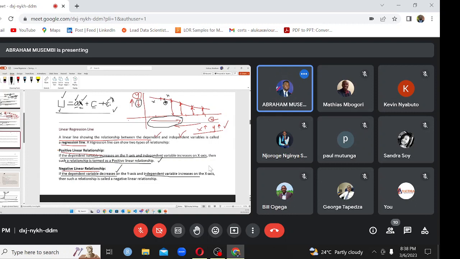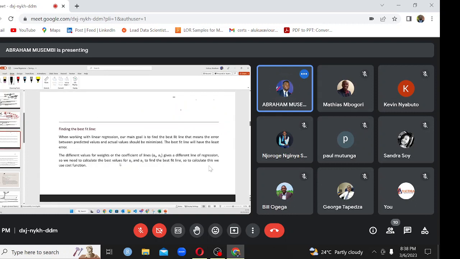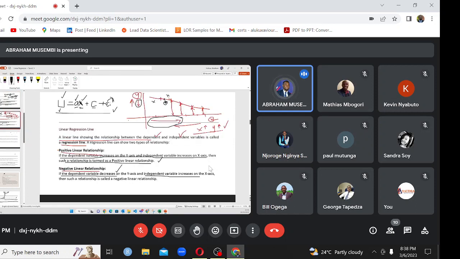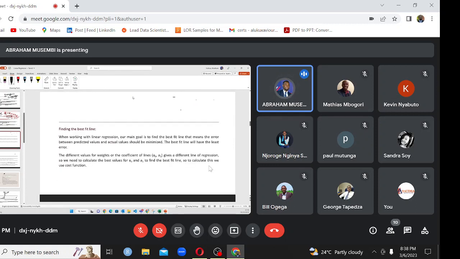So with that, we will say that the relationship between these two variables is negative. Good. How do we find the best fit line? That is, how do we get the best fit line? For example, let me do an illustration. Let's assume we have these data points.